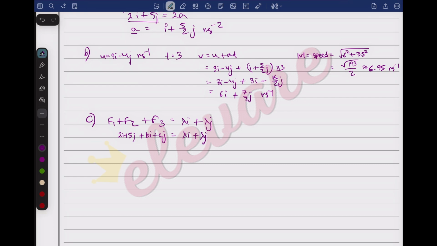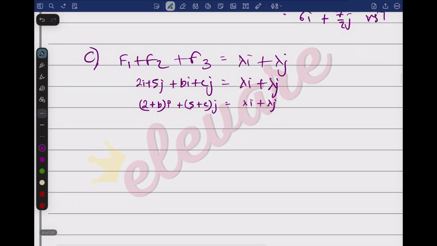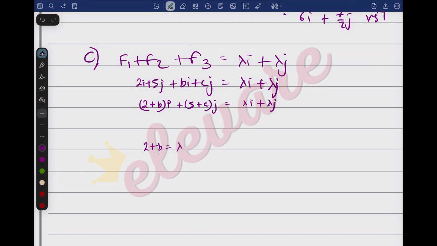Now, we always have to combine the i components and the j components. So on the left-hand side, we have 2i plus bi. So we're going to factor out i, and we'll write this down, okay? And then we'll do the same for the j component. 5 plus c times j is equal to lambda i plus lambda j. Now, if one vector is equal to another vector, you just equate their respective components. So 2 plus b is equal to lambda, and 5 plus c is equal to lambda as well.